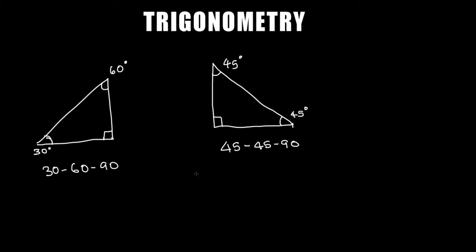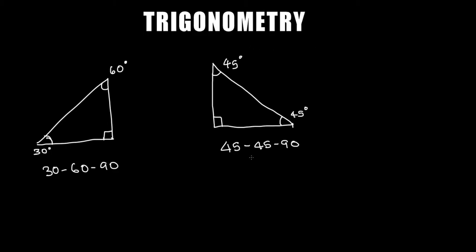These are the two triangles that you'll be required to know: the 30-60-90 triangle and the 45-45-90 triangle. At first glance these triangles are very simple, but there is a little bit more to them that you need to know. You're going to need to know their side ratios.